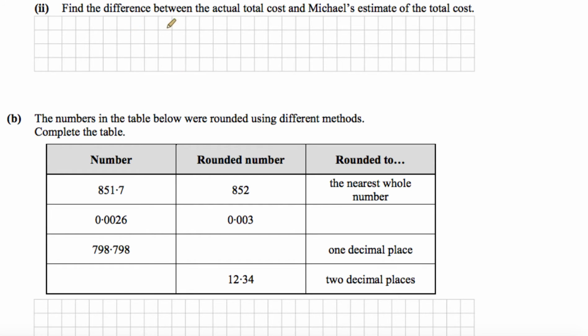Part 2 says, find the difference between the actual total cost and Michael's estimate of the total cost. Well, the actual total cost was €6.95 and the estimate was €7. So the difference between them is 5 cents.